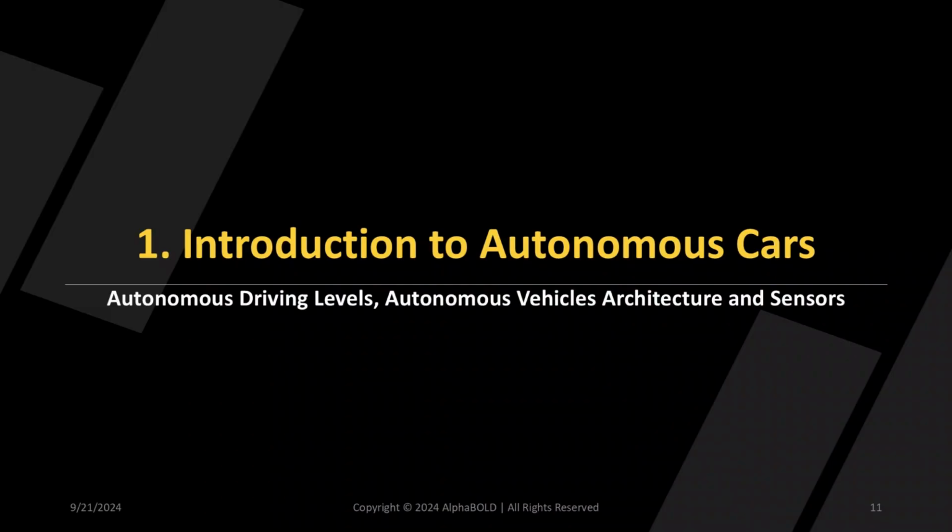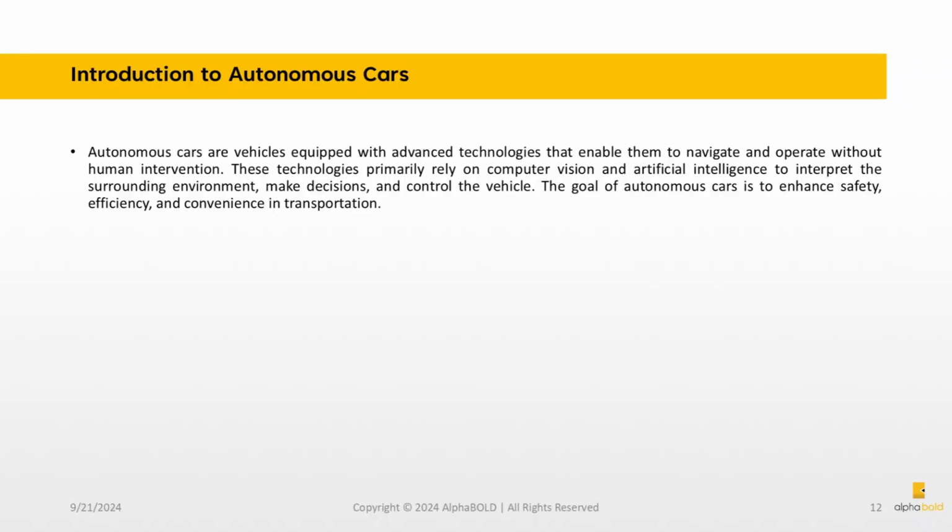Introduction to autonomous cars. Autonomous driving levels, autonomous vehicles architecture, and sensors. Autonomous cars are vehicles equipped with advanced technologies that enable them to navigate and operate without human intervention. These technologies primarily rely on computer vision and artificial intelligence to interpret the surrounding environment, make decisions, and control the vehicle. The goal of autonomous cars is to enhance safety, efficiency, and convenience in transportation.